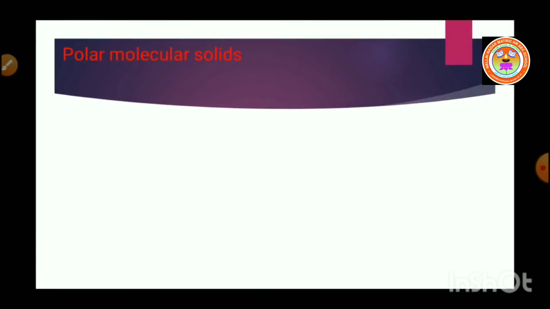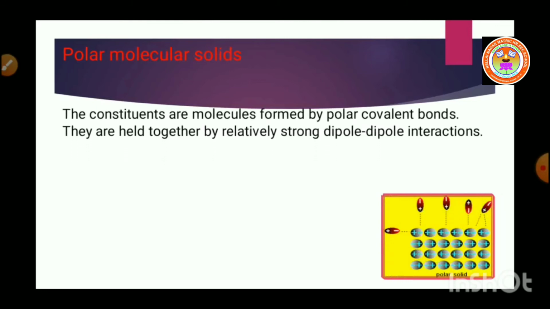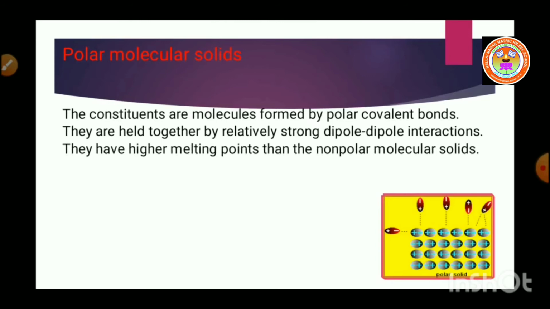The next one is polar molecular solids. Yes. What are polar molecular solids? The constituents are molecules formed by polar covalent bonds. They are held together by relatively strong dipole-dipole interactions. Okay, see here, they have higher melting points than the non-polar molecular solids. Now clear?